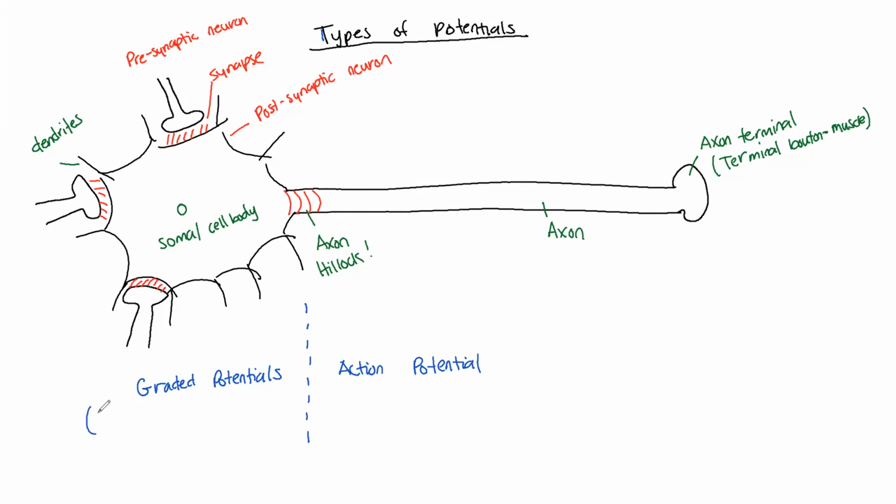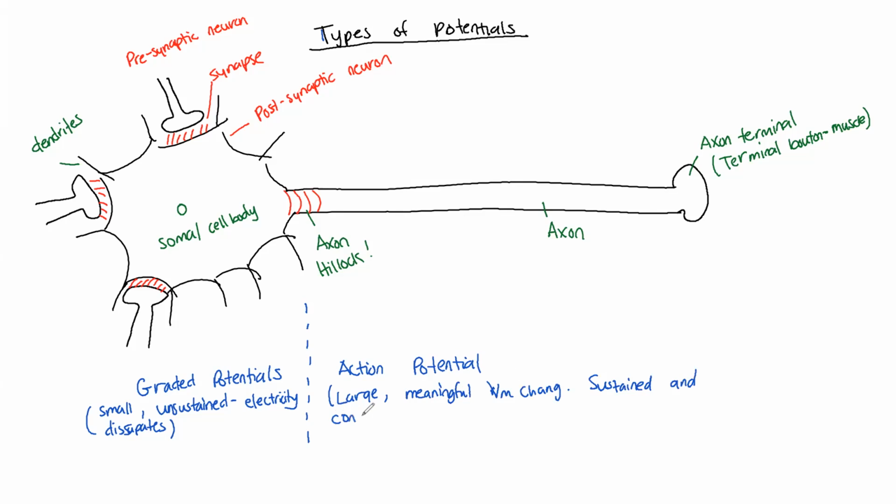And I'll just describe this here in brackets. Graded potentials are going to be small, unsustained, because the electricity dissipates or dissolves as that travels further. Action potentials are going to be large, meaningful membrane potential change that is sustained and communicates for long distances.